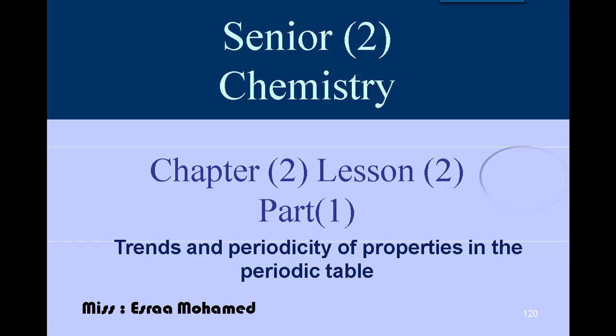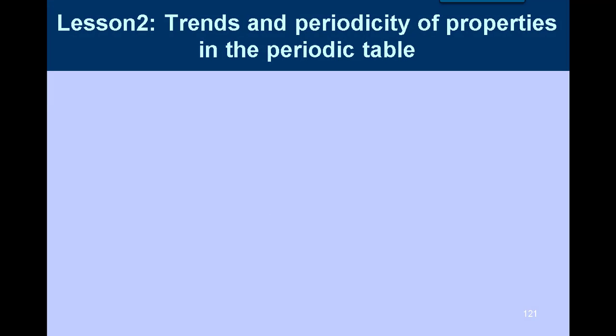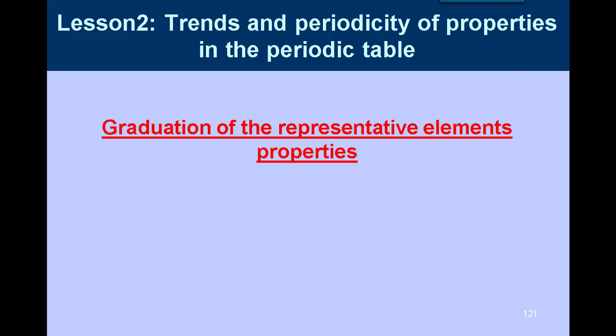We're still in chapter 2, lesson 2. The first part, we are gonna talk about the trends and the periodicity of properties in the modern periodic table. In this lesson, we are going to discuss the graduation of the representative elements properties. Representative elements are the elements of S and P block.